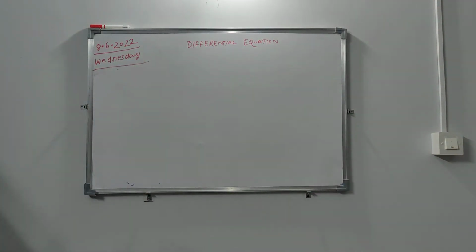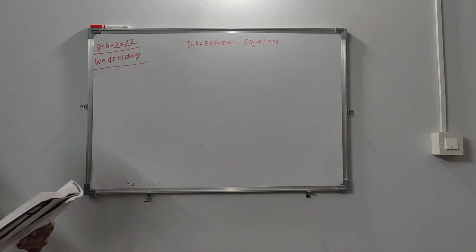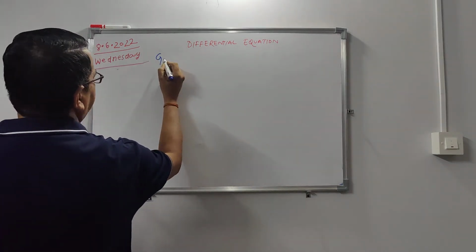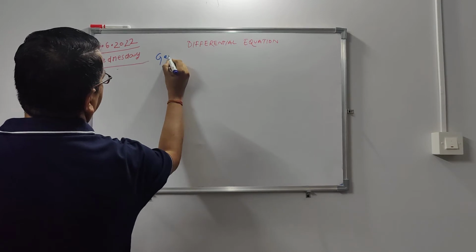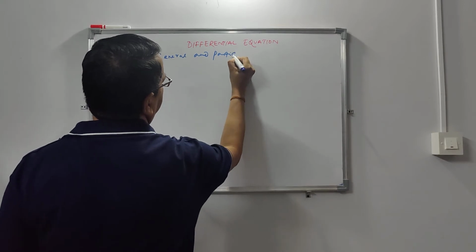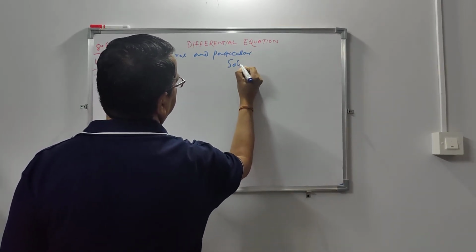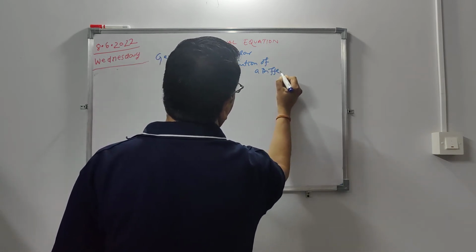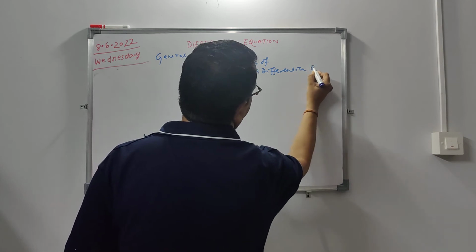Okay. So now we have understood what a differential equation is, and what the order and degree of an equation are. Now, general and particular solution of a differential equation. So we'll get into general and particular solution of a differential equation.